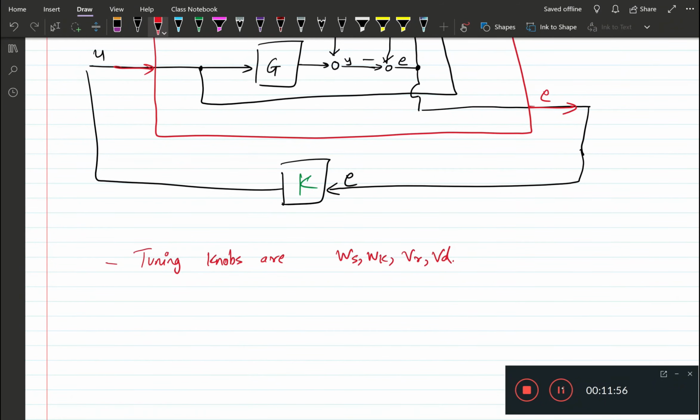As a starting point for tuning a controller, you can start with a typical shape of the inverse shaping filter Ws and set Wk, Vr and Vd to identity, and then play with these iteratively. Once you obtain the controller, analyze it, then go back to the design, change these filters, get a controller, analyze, and so on.